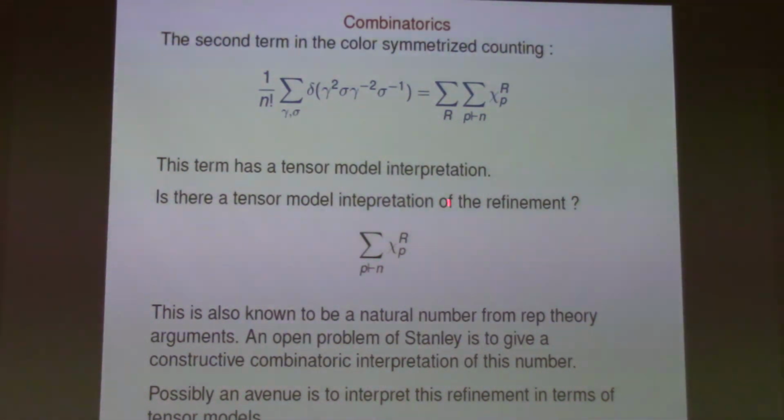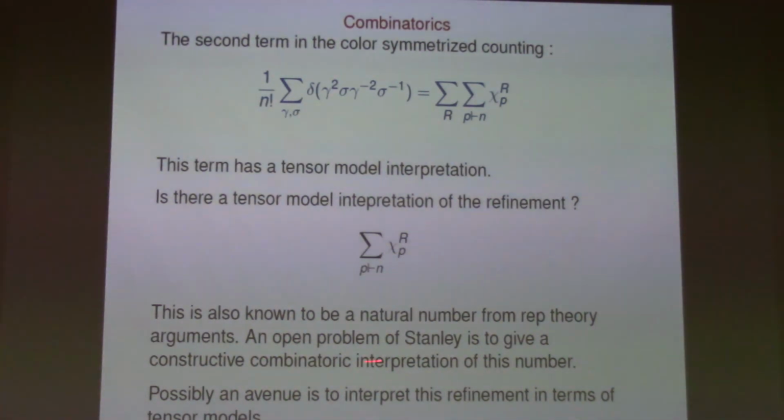In fact, it is also known that if I do the sum over arbitrary character structures for a fixed representation, this is also a positive integer. I mean, the characters can be positive or negative, but this particular sum, you can show, always has to be a positive integer, just from group theory. And it is an open problem that Stanley stated among some list of open problems.